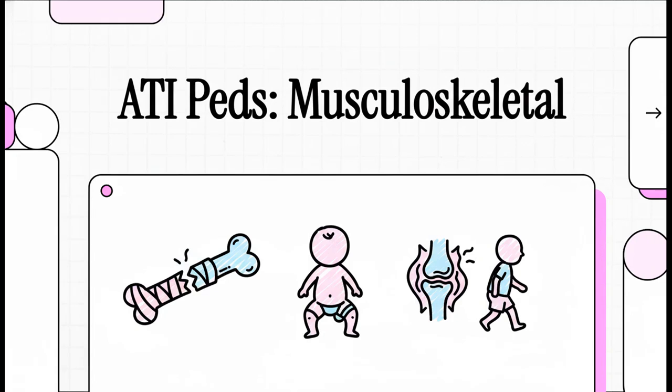Let's get you prepped and confident for your ATI pediatric exam. Today, we are laser focused on musculoskeletal disorders. We're talking fractures, congenital issues, and chronic conditions, all the high-yield stuff you need to know from chapters 27, 28, and 29. Let's nail this.